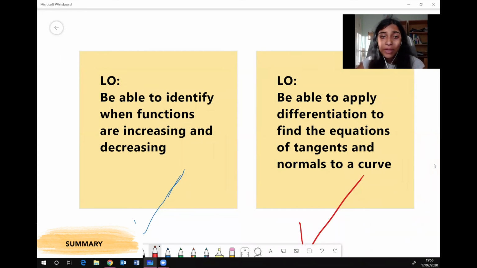So just to sum up, we identified when functions are increasing and decreasing, and also learned how to find the equations of tangents and normals to a curve using differentiation. So make sure you do lots of practice questions just to make sure you're really comfortable with everything that we covered.